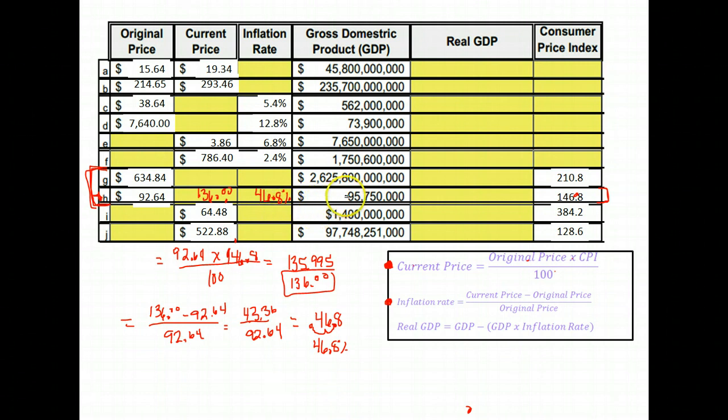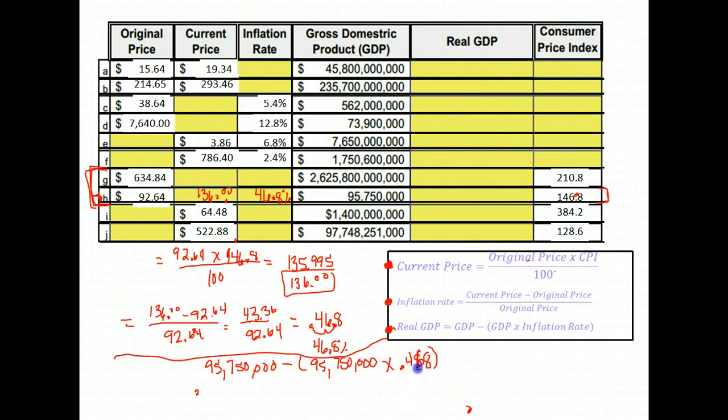Okay, the next thing we're asked to find is the real GDP. So again, we have our formula down here. It hasn't changed. We take the GDP, which, again, we're working on line H, was 95,750,000 minus the GDP, 95,750,000, times the inflation rate, which we just found to be 46.8%, or 0.468, since we're calculating with it.